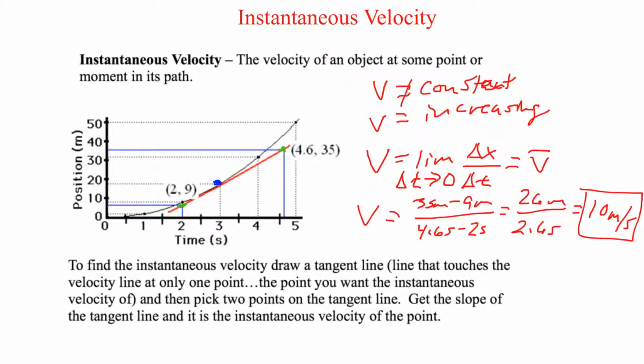If you took the velocity here, it's going to be a velocity greater than 10, because if we drew a tangent line for this point right here, the tangent line would be steeper than the red line here. So it would have a different and a larger velocity.